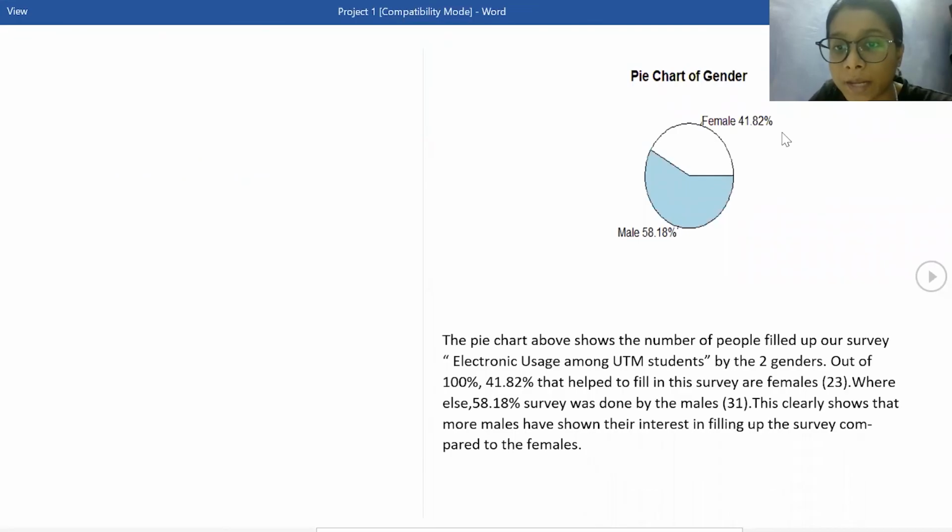The following diagram shows the pie chart of gender. This pie chart clearly shows that 41.82% of those who conducted this survey are female and 58.18% are male. So this means that around 23 females and 31 males have conducted this survey.